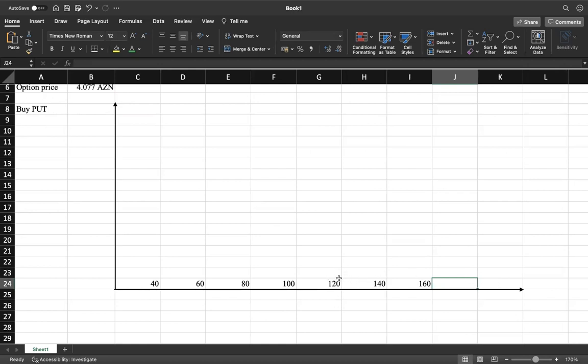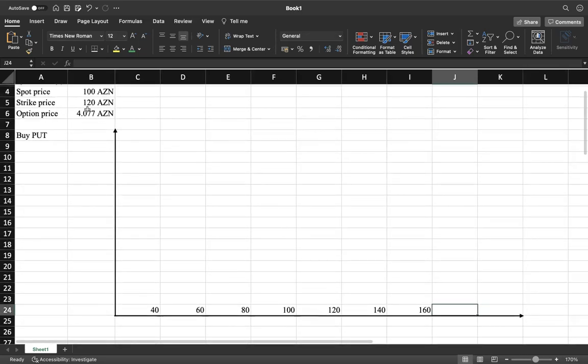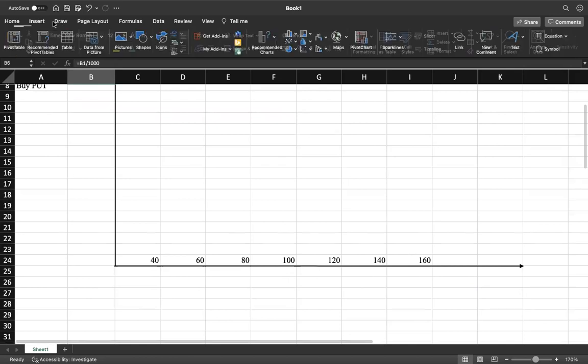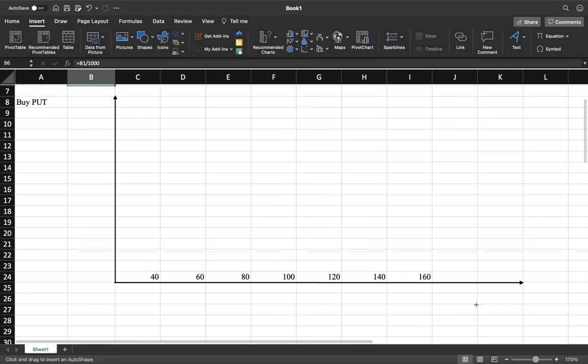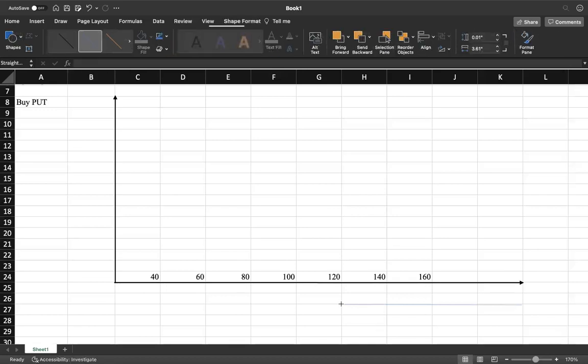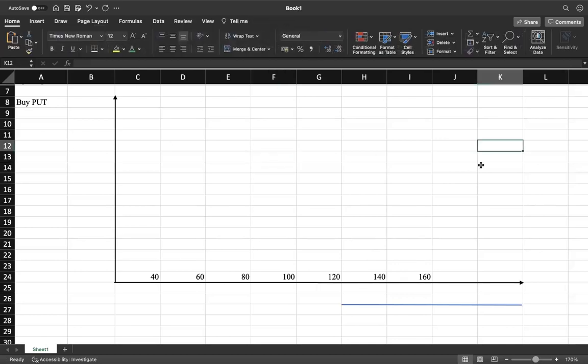So therefore, till 120, I am in loss. Which loss? Option price loss, because I bought the option but I didn't exercise it. So therefore, my only loss is the option price. Let me draw the line. The line starts from here, for example, here, till 120.